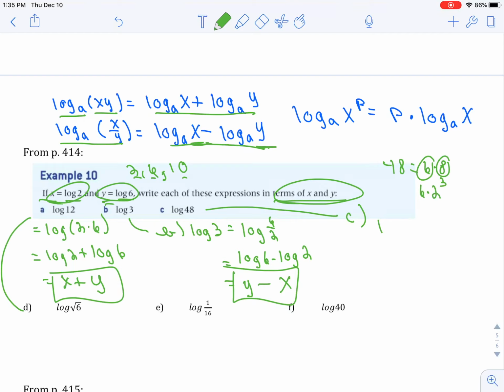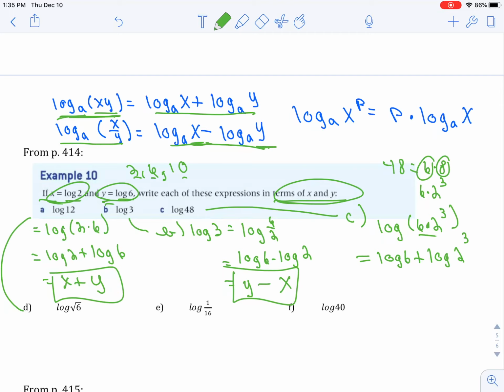So this we can actually rewrite as the log of 6 times 2 to the third. Again, you can double check and make sure that that gives you 48. So now I have the log of a product, and here's the rule right here. The log of the product becomes the sum of the logs. So it becomes log of 6 plus log of 2 to the third.